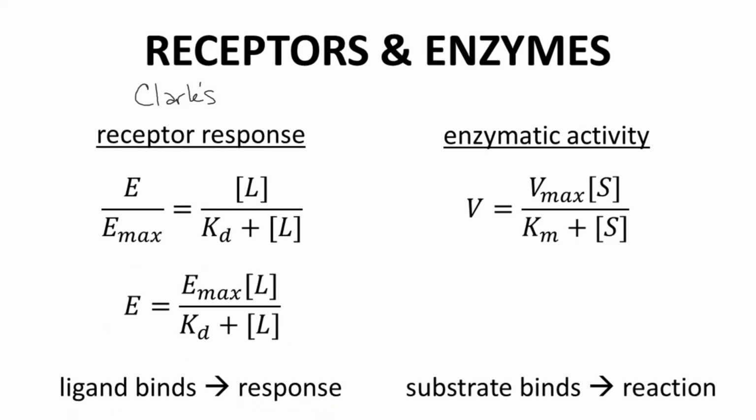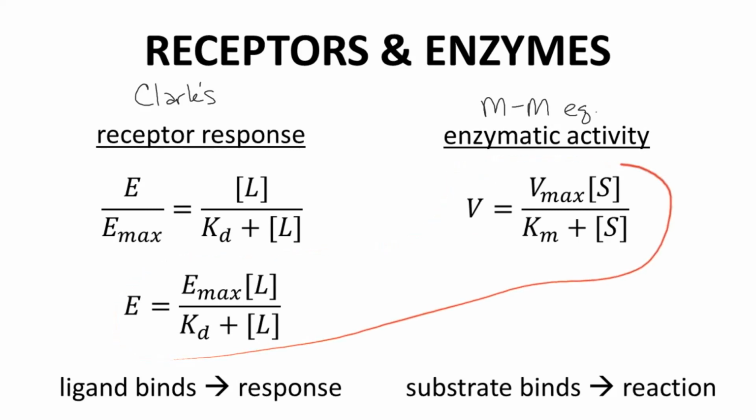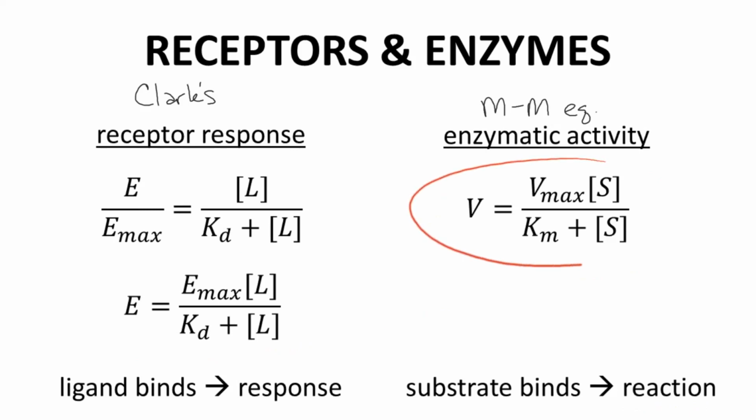To the right, we now have the Michaelis-Menten equation for the rate of an enzyme catalyzed reaction based on substrate concentration. Well, these equations are strikingly similar. Functionally, in an enzyme, a substrate binds and then a chemical reaction occurs. These two systems look the same. One thing binds and then something happens. The Michaelis-Menten model is very robust for many enzymes, but receptors often violate the simple Clark model.